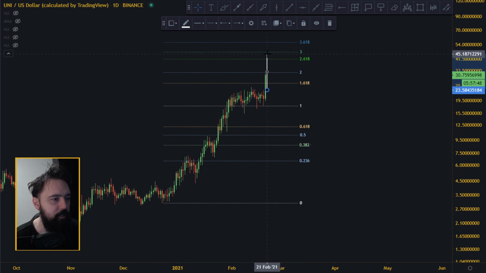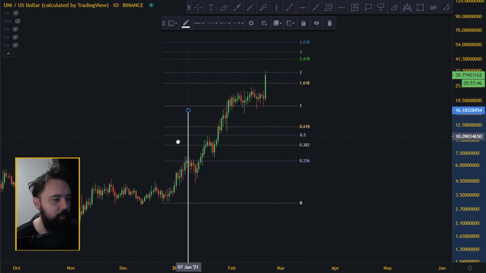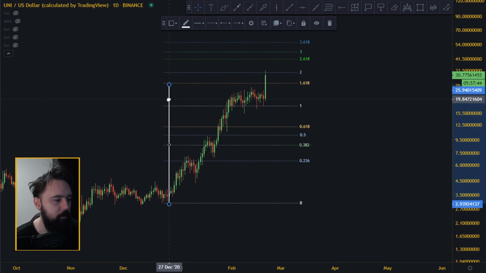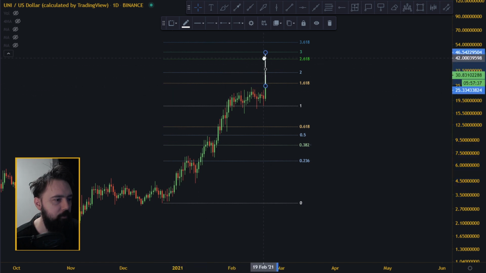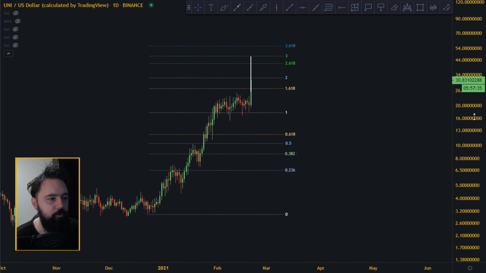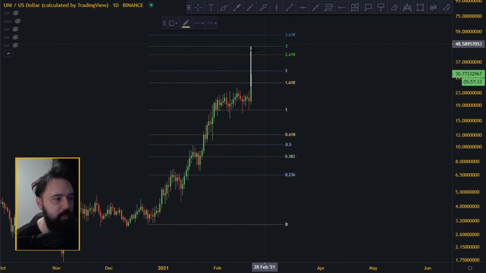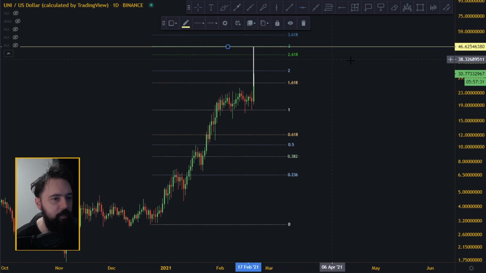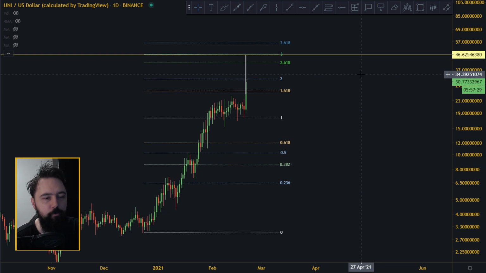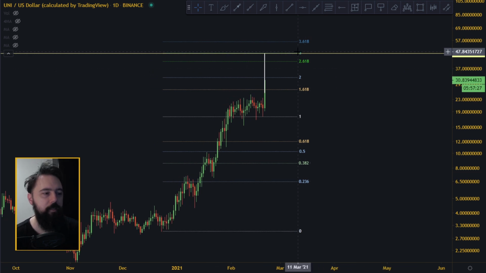And you can see here it actually goes almost all the way up to 3. Wait, let me double check this. Yeah, it's give or take, over here. So yeah, around 3. So that's the target we are actually looking for right now. That's the 46, and it corresponds to the 3 on the Fibonacci.